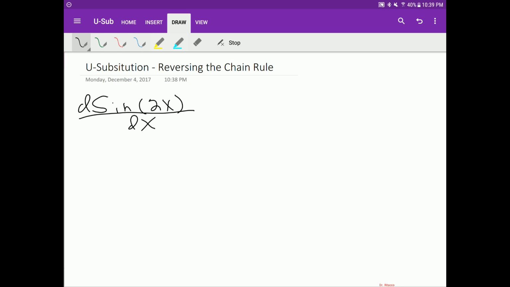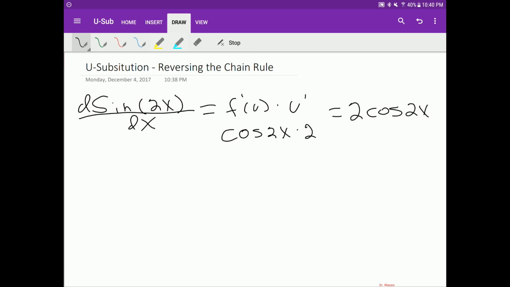So we need to do a u-Substitution, where the derivative is equal to f prime of u times u prime. In this case, f prime of u is going to be the derivative of sine u, and u prime is going to be the derivative of 2x. So this would be cosine of 2x times 2. So the derivative is 2 cosine 2x.